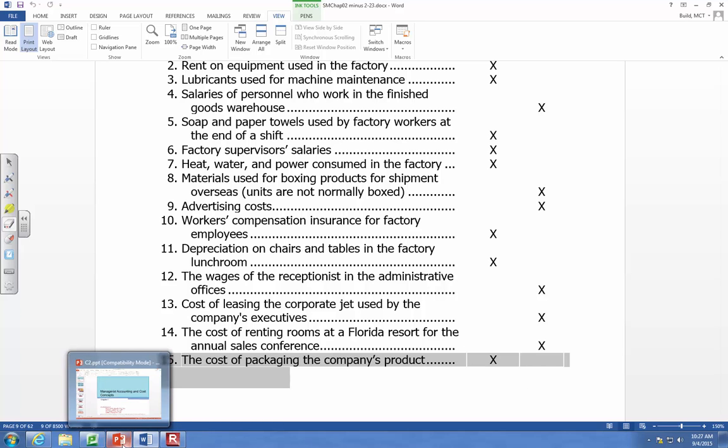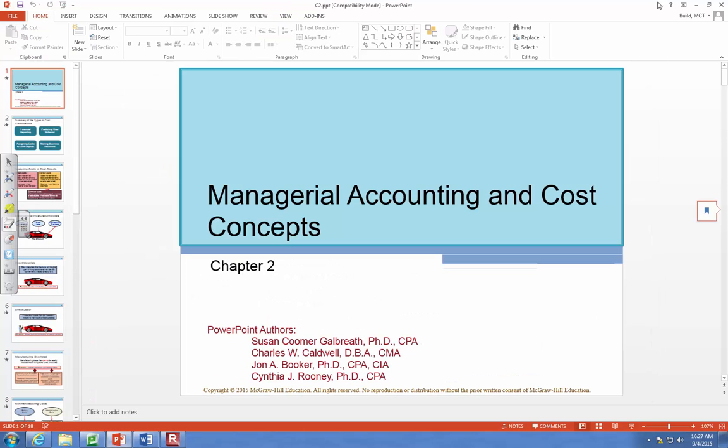So, not really sure why I can't write. I don't want to go through these PowerPoints. I want to write, but that's not happening. So, okay, so let's continue our dialogue about classifications of costs.